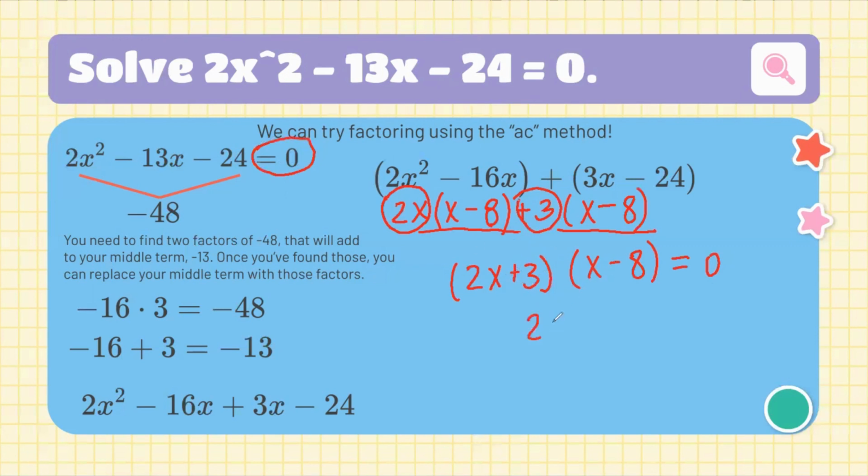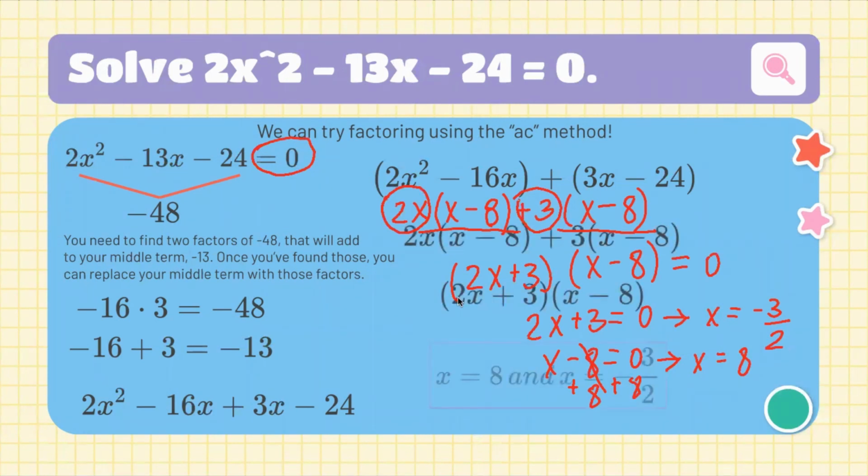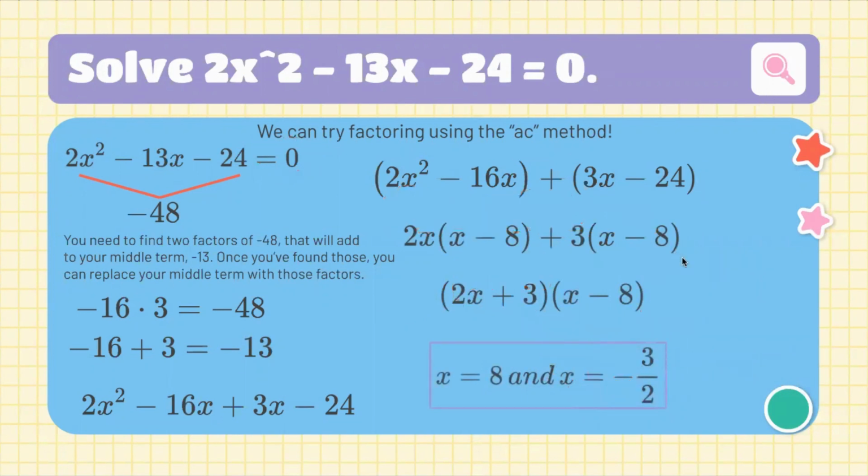All you have to do is set each expression to 0, and then solve for x. So if you set 2x plus 3 to 0, you would subtract 3 from both sides, and then divide by 2 to isolate x. So you would get x equals negative 3 over 2. As for x minus 8 equals 0, all you have to do is add 8 to both sides, and you would get that x equals 8. And those are your two solutions for this quadratic equation: x equals 8 and x equals negative 3 over 2.